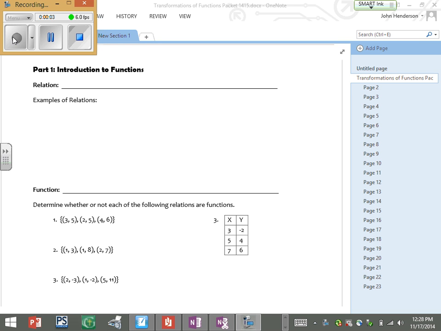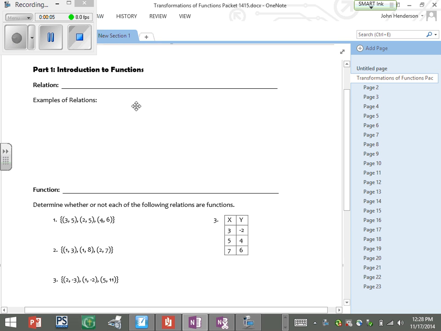All right, so we're going to take a look at our introduction to functions. Some of this might be review for some of you, but some of the quick definitions that we want to make sure that we're good with. So a relation is going to be a mapping of x values to y values. And there's a few different ways that we could write these things out.